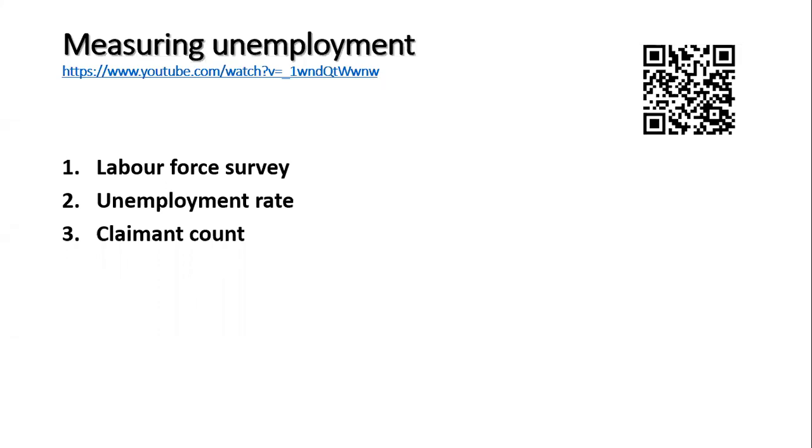Okay, so on page 22, again, pause the video, access the QR code, and you're looking for information on the following: the labour force survey, the unemployment rate, and the claimant count. So accessing the YouTube video, write down your understanding of the meaning of each of those 3 terms, please.